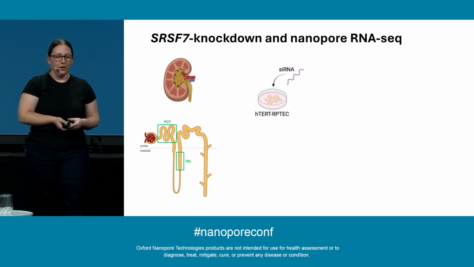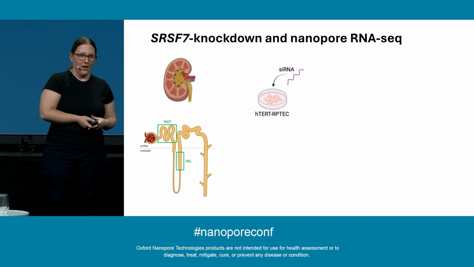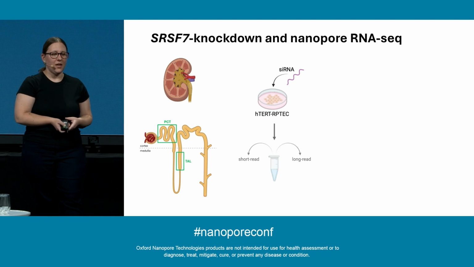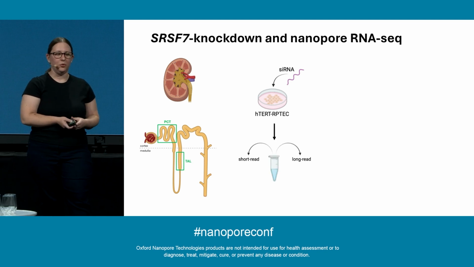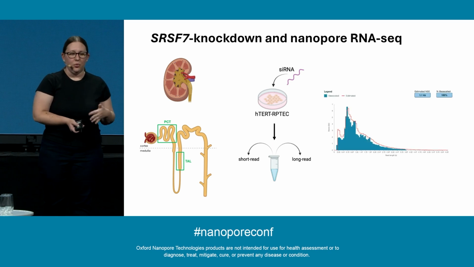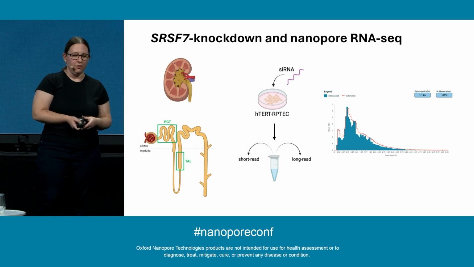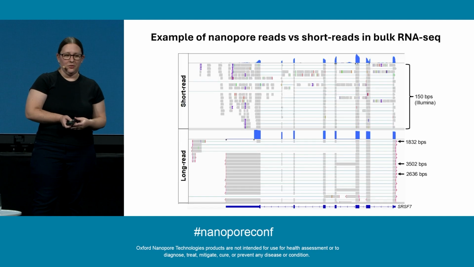There is an immortalized human cell line of renal proximal tubule epithelial cells that we use to test this. And so we treated these cells with siRNA against SRSF7 and then submitted the samples for both short and long read sequencing. And I'll mainly focus on the long read results. And I just want to show an example of what comes off the sequencer, which is showing the distribution of read lengths from this experiment up to 4 kb. So seeing that we do indeed get long reads from this.